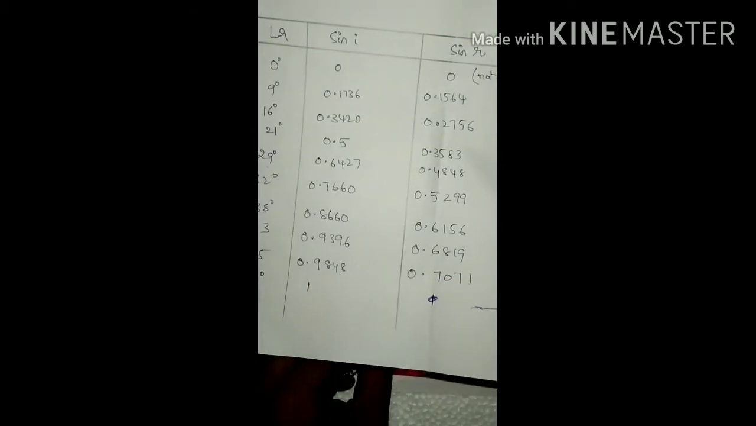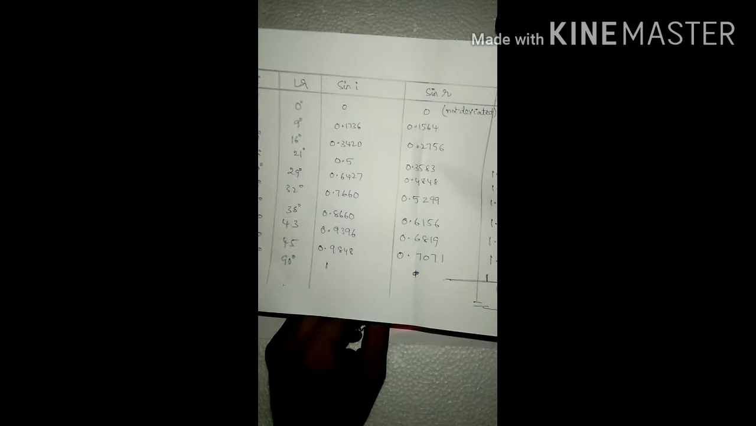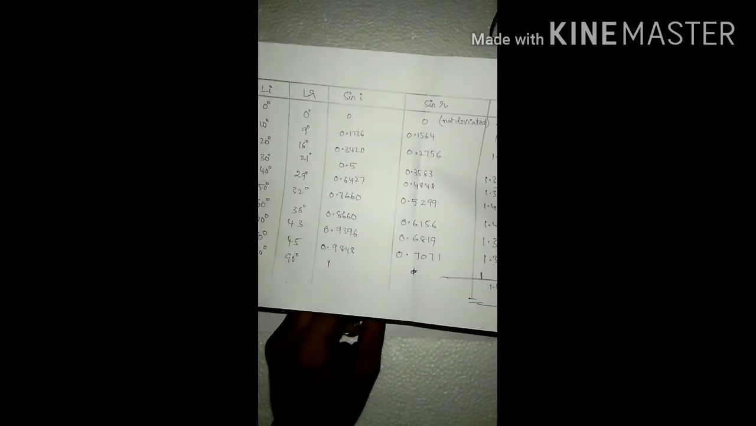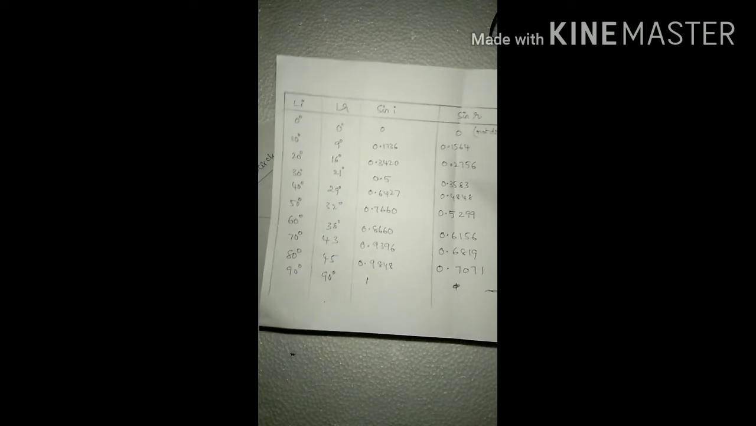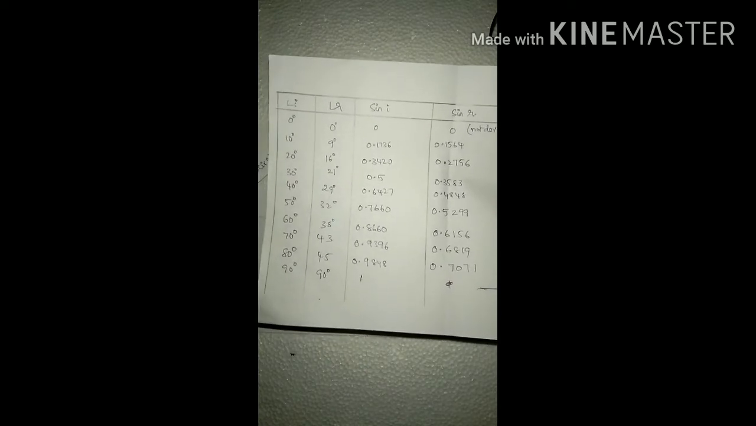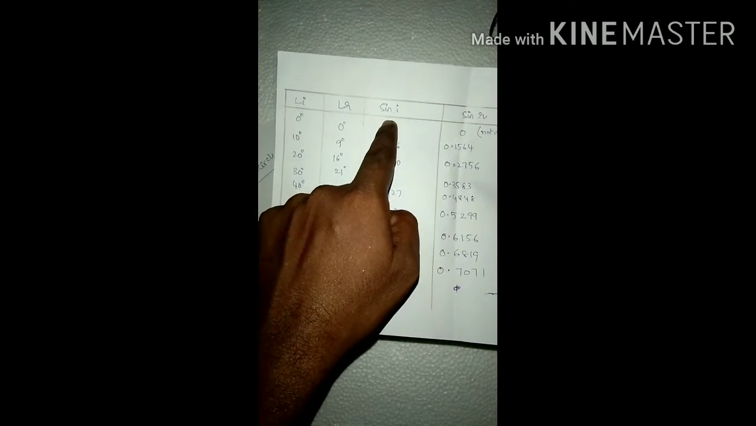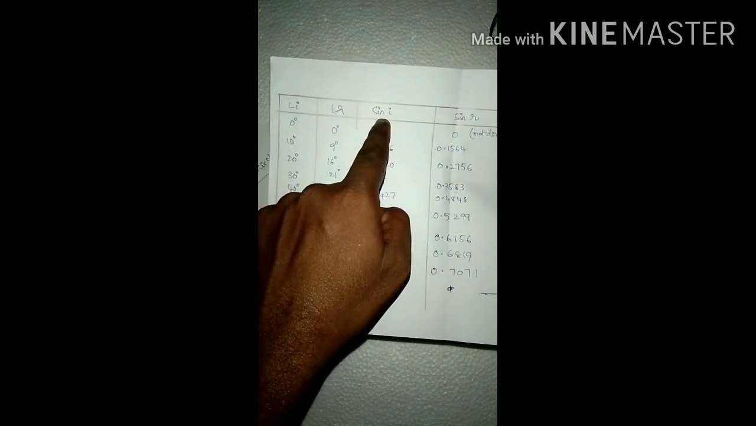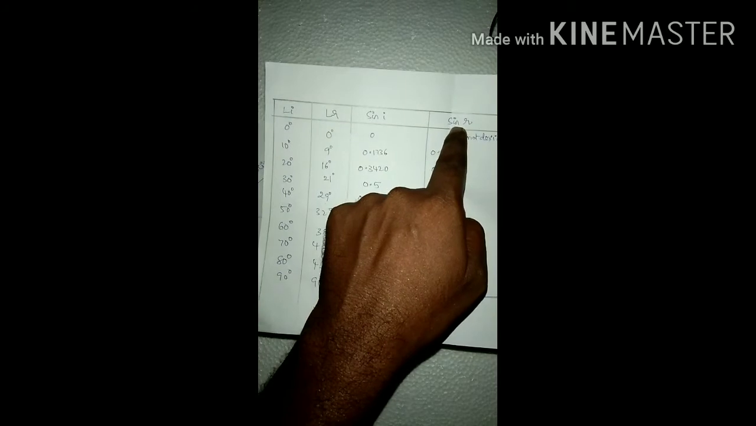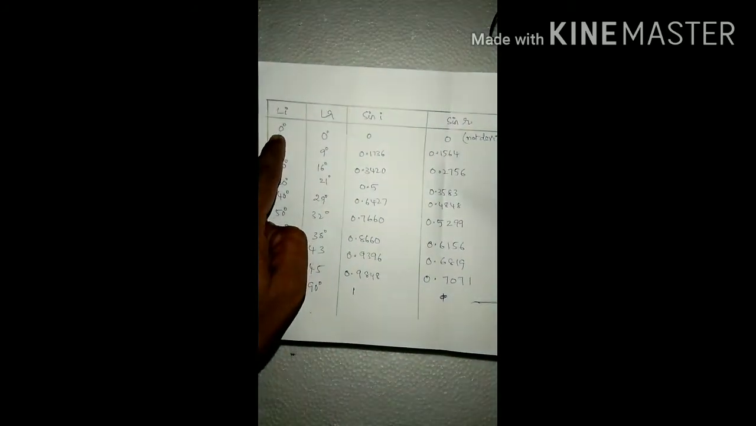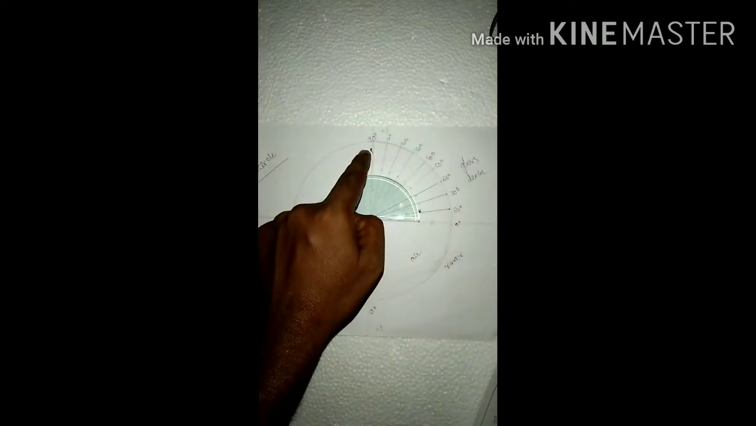Now I am going to represent this in this table. In the table what are there? I is there, means angle of incidence, and angle of refraction. Later I taken sin I, that is nothing but sine of angle of incidence. Later I taken sine of angle of refraction for 0 degrees. Angle I is 0 and angle R is also 0.